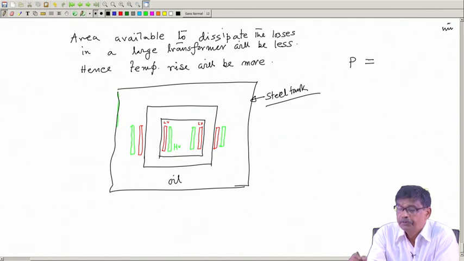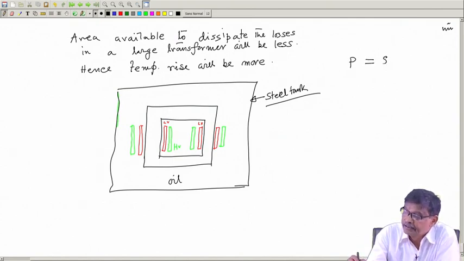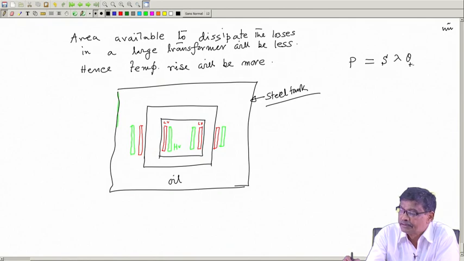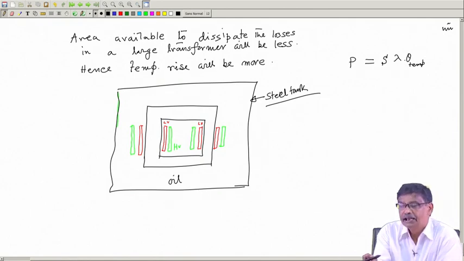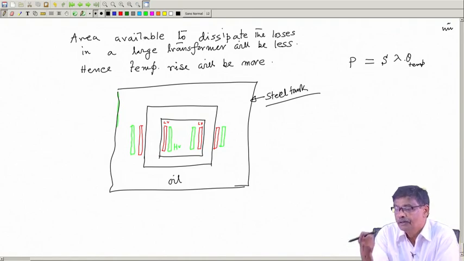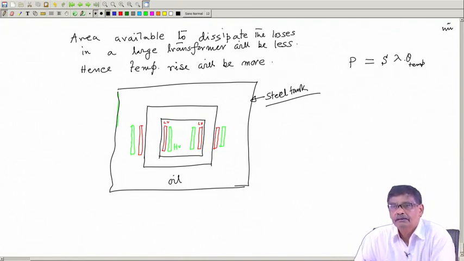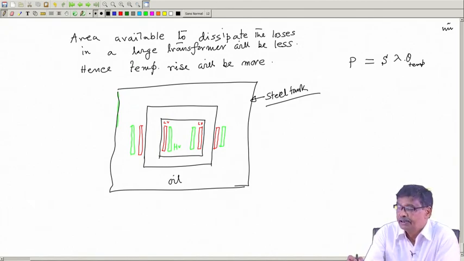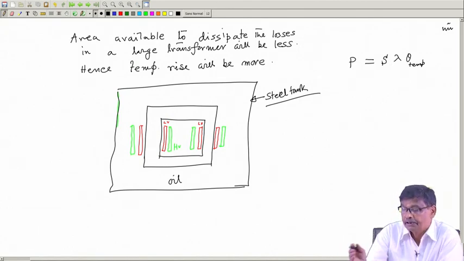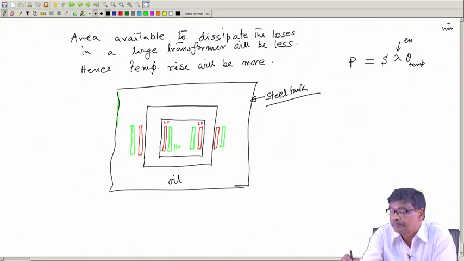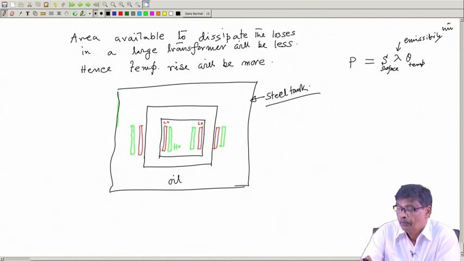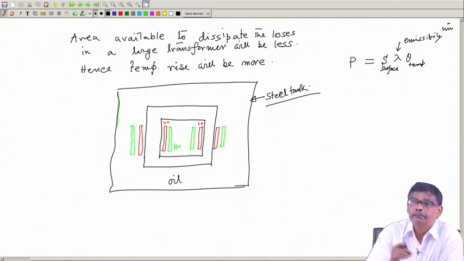And this should be equal to surface area into emissivity into the final temperature rise, temperature. You know, the rate at which heat is generated must be equal to S lambda theta. What is lambda? Emissivity, that is how much power it is dissipating. So, this is called emissivity. And this is surface, mind you, not kVA.